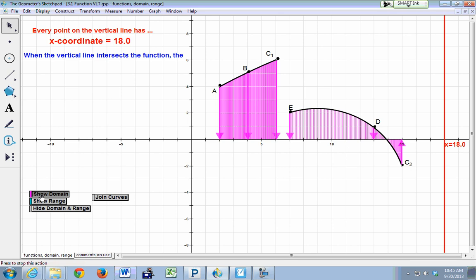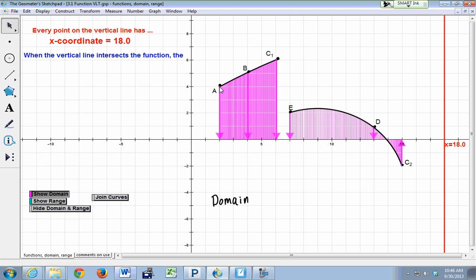If I were describing the domain for this function, could someone tell me what the intervals would be? Notice I used a plural here. What would be the domain for this function? Someone want to give it a shot? What's the smallest value of x that we start with here?